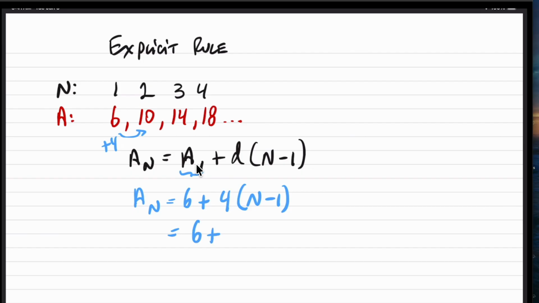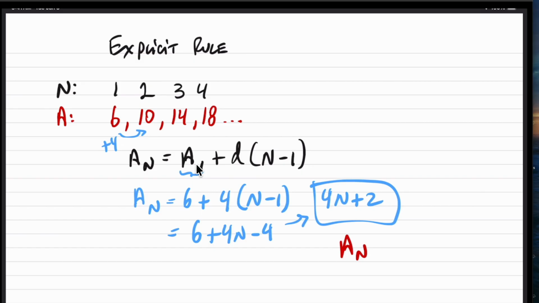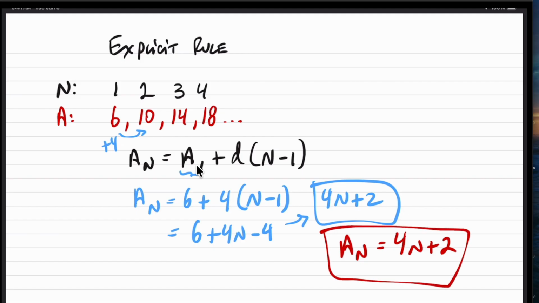So if we distribute the 4, we're going to have 4n plus 2 as our general formula. So let me write that again here. The explicit formula for this particular sequence is this right here.